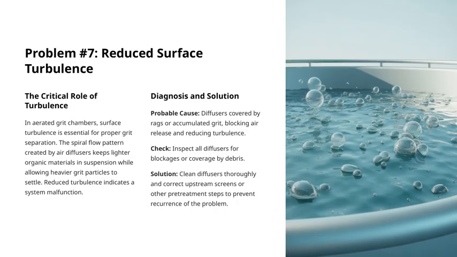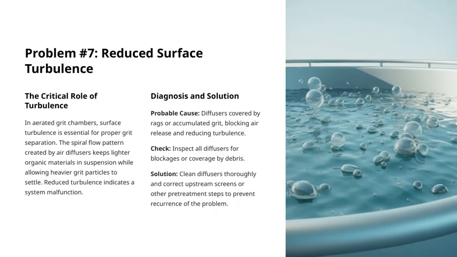When we see reduced turbulence, it's often a sign that something's not functioning correctly in the system. A common cause is that the diffusers might be covered by rags or accumulated grit, which blocks the air release. This blockage prevents the turbulence from forming properly, leading to poor grit separation. So the first step is to check all the diffusers for any blockages or debris coverage. If you find any, they need to be thoroughly cleaned.